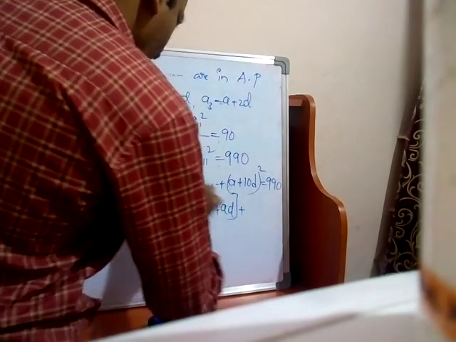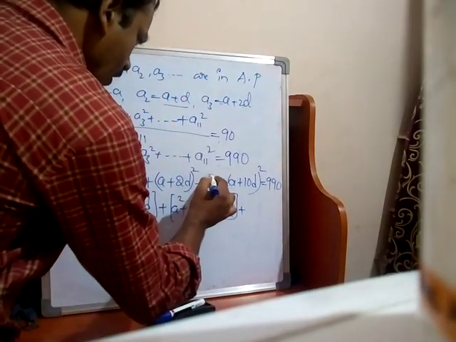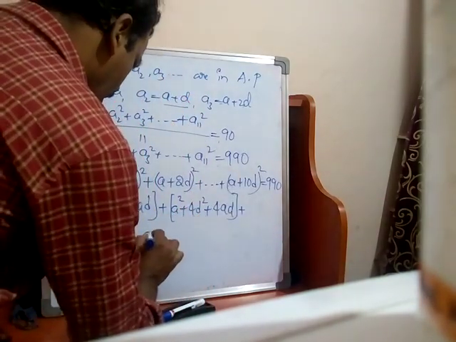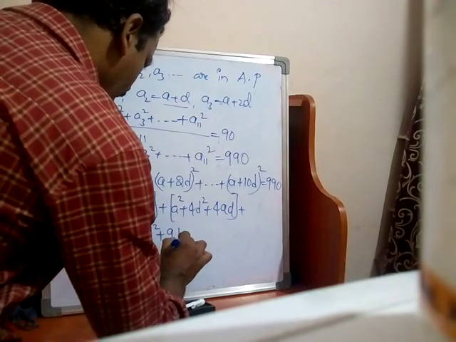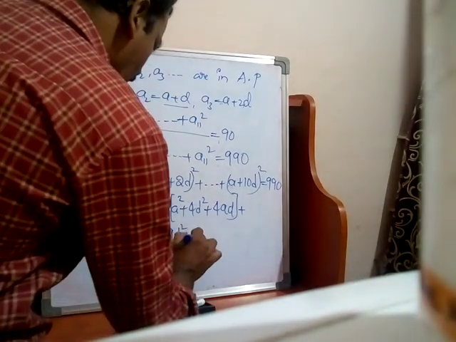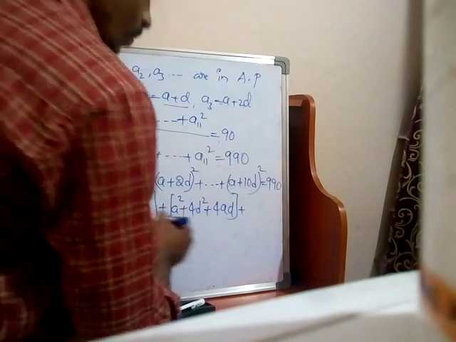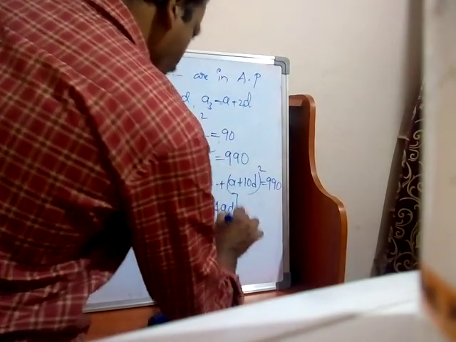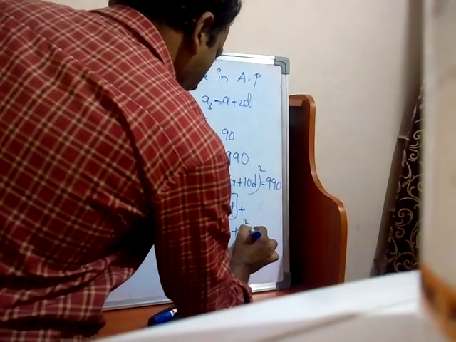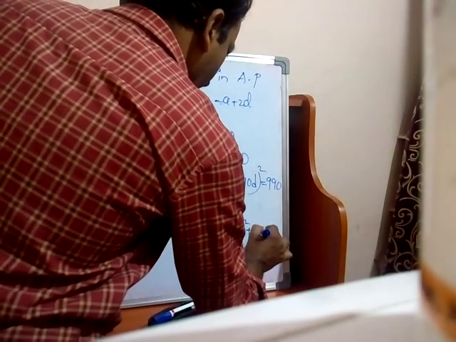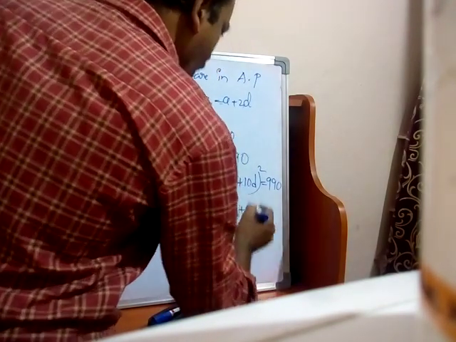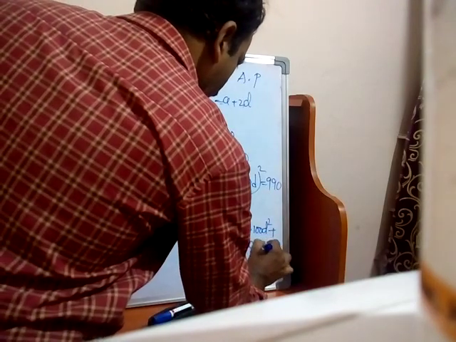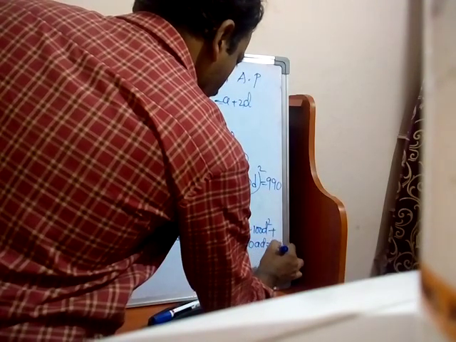What is next one? Cube. If you take it as a plus 3d whole square, a square plus 9d square plus 6ad, plus one last one, this one, a square plus 100d square plus 20ad, that is equal to 990.